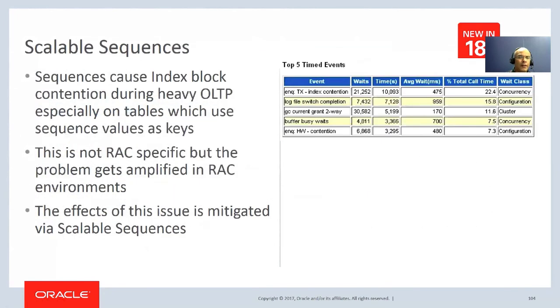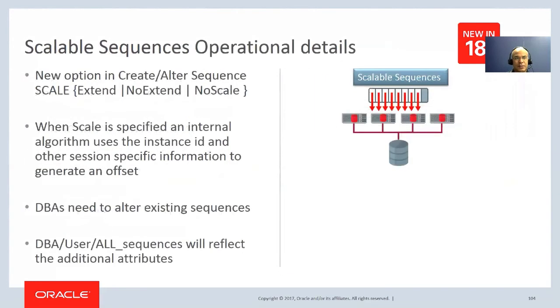So you have to remember that this has nothing to do with RAC specifically; it's not a RAC-specific wait event, it is generic. But because in RAC you're actually doing OLTP on all the nodes, this might get amplified. And this is the exact issue that we have tried to mitigate via this implementation called scalable sequences.